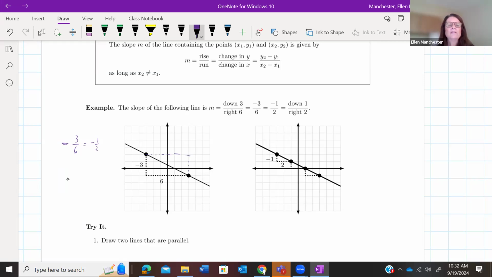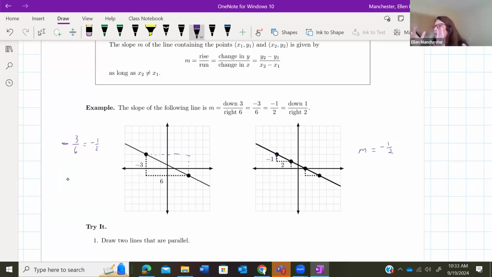Okay. Now, the other idea is I can pick a right triangle anywhere. It didn't have to be this big. So over here is the exact same line. I can pick this point and this point. Well, I went down 1 and over 2, down 1 over 2, down 1 over 2. So either way, I'm going to get negative 1/2.